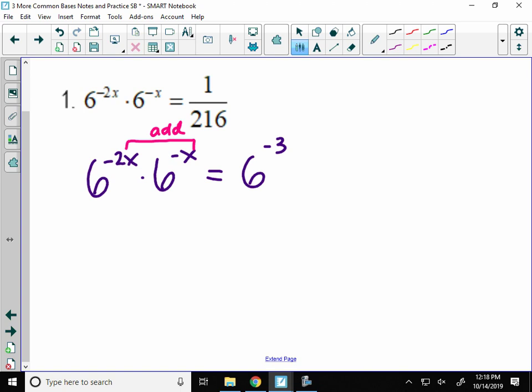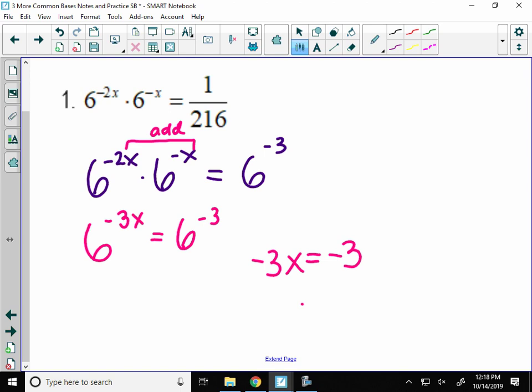So what is negative 2x plus a negative x when I add those up? Because that's really what I have, 6 to that power. Negative 3x. Okay, so I'm going to rewrite that so it's a little cleaner looking. 6 to the negative 3x is 6 to the negative third. Then I set my exponents equal. And then what does x give me? 1.